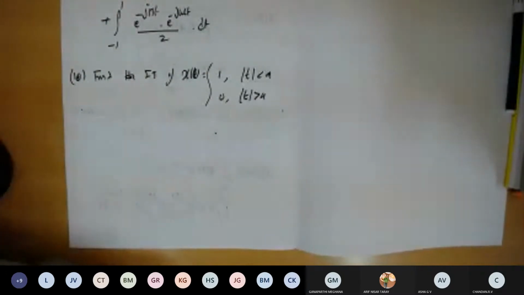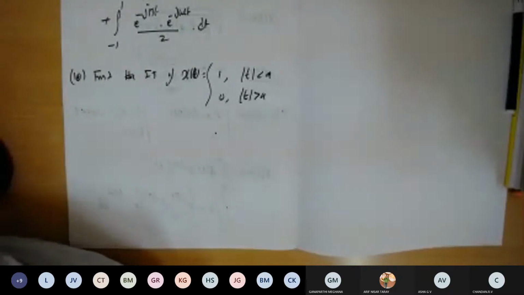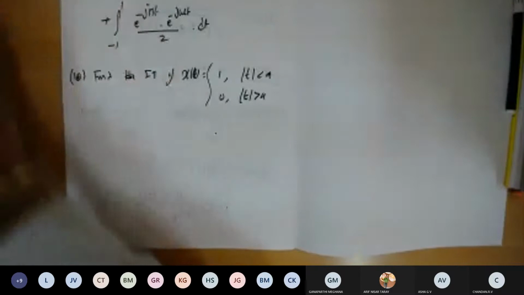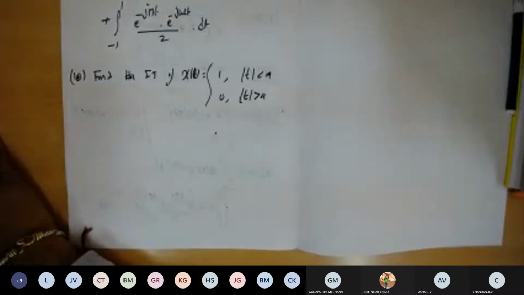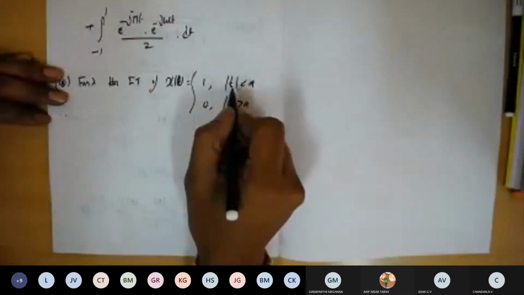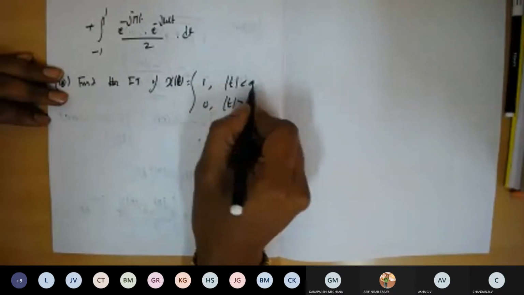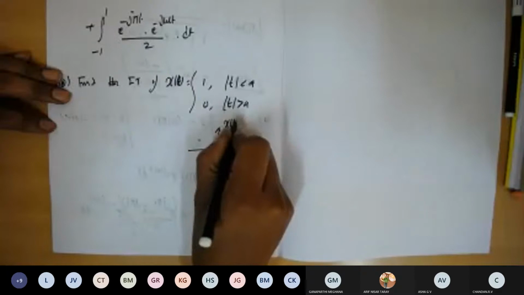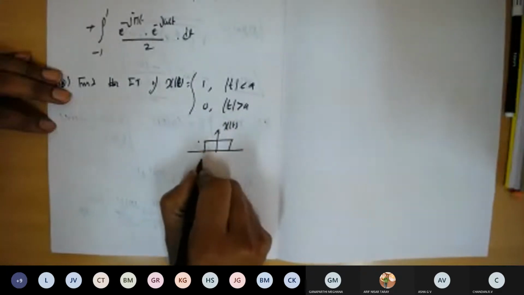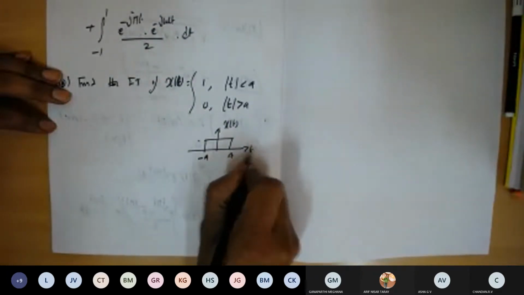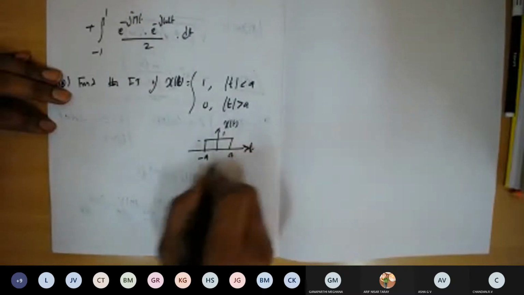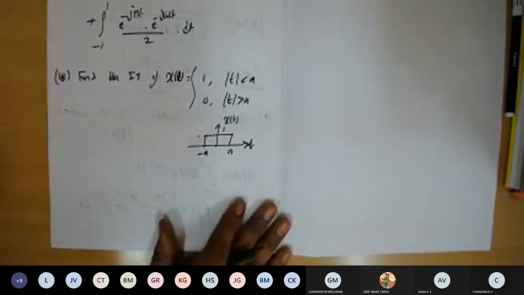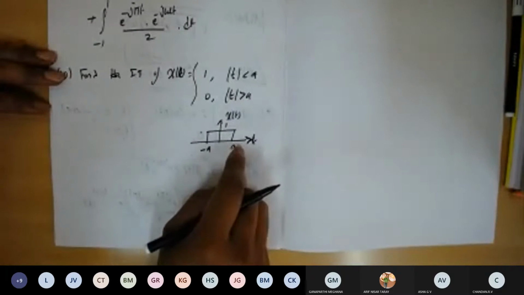Now let us plot the waveform for this one. It will appear like this. Here the magnitude of t means t can take values from minus a to plus a. So this is x of t, having the value 1 from minus a to plus a, and it is equal to 0 elsewhere. This is similar to a rectangular pulse.